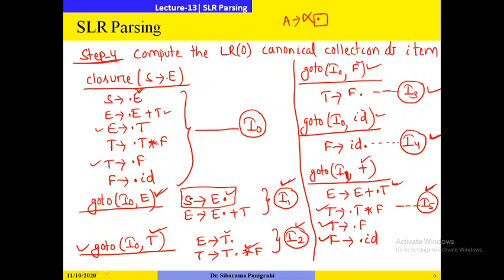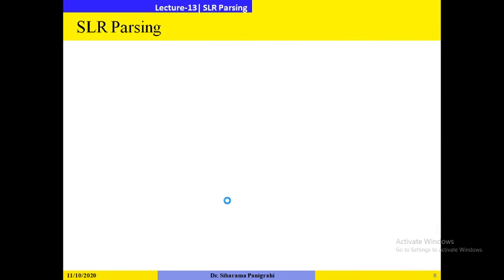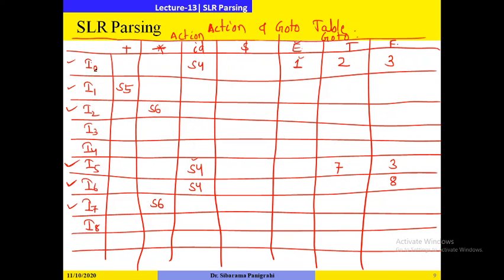So here you see S gives to start symbol E. Initially the start symbol was E dot. So in I1, under the dollar column, you have to write accept. This is always the case. Under I1 and dollar, you always have to write accept.